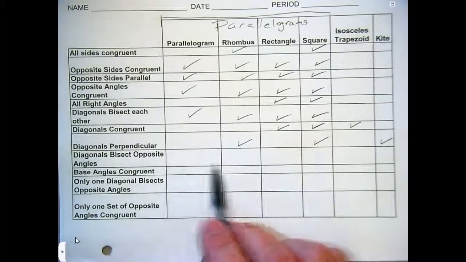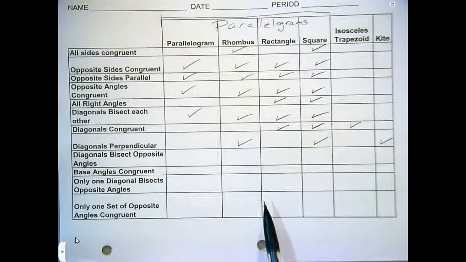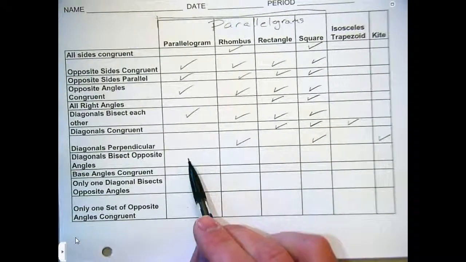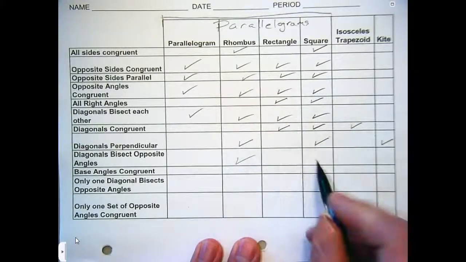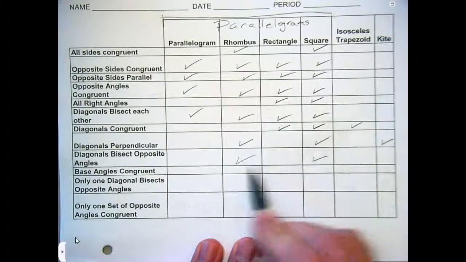Diagonals bisect opposite angles. Okay, what does that happen in? A rhombus and square, because a square is a rhombus.